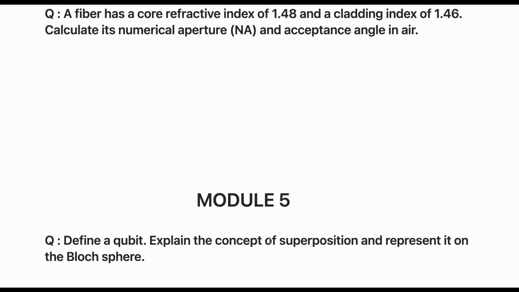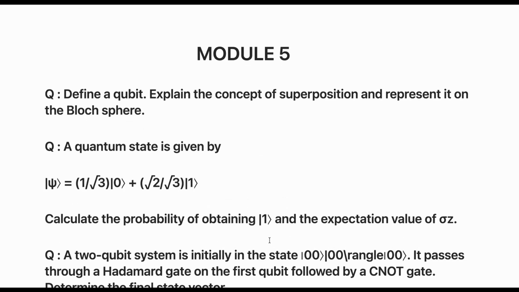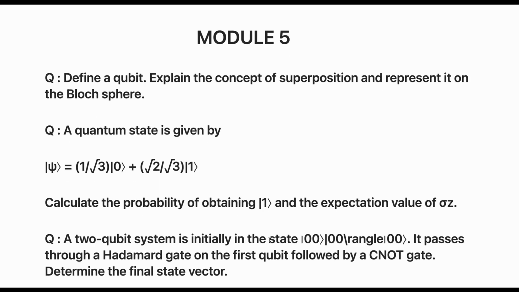Now move to our fifth module. From the fifth module, our first question is: define a qubit, explain the concept of superposition and represent it on a Bloch sphere. So first we understand qubit and superposition. A qubit is the quantum version of a bit. It can exist in both 0 and 1 simultaneously. That's why it is called superposition, and it is represented on the Bloch sphere.